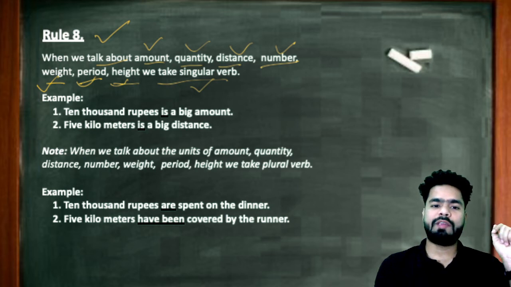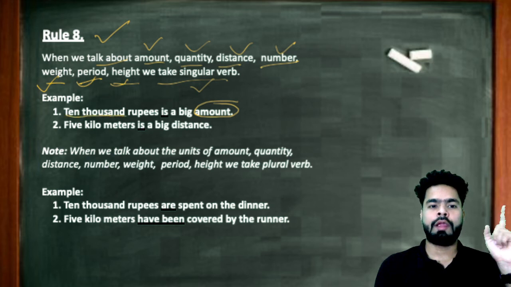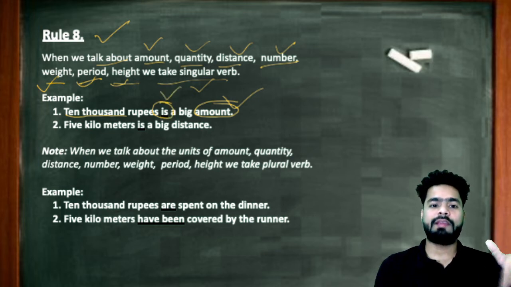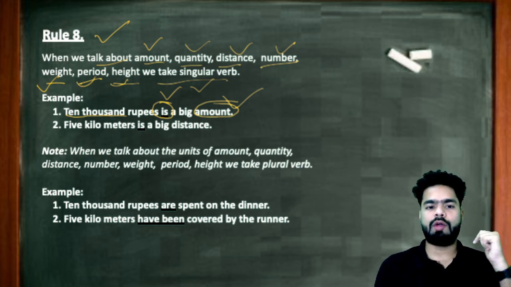And what is our subject? Amount. Our subject is amount, not the 10,000 rupees. We are talking about the amount. When we talk about amount, it always takes a singular verb, and which is why we have used is over here. Clear? 10,000 rupees is a big amount, not are a big amount, because we are talking about amount, not 10,000 rupees.